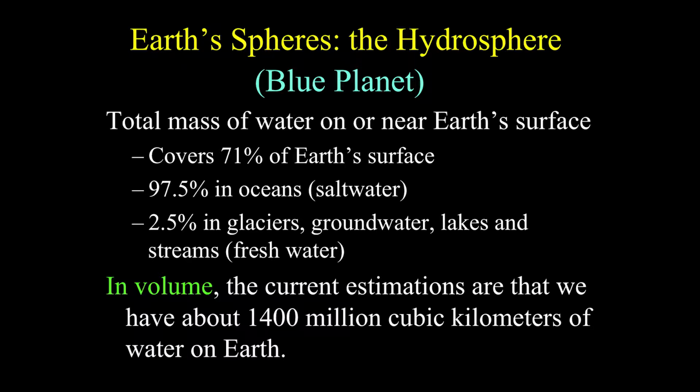In volume, the current estimations are that we have about 1,400 million cubic kilometers of water on Earth. This volume includes water in liquid and frozen forms in groundwater, glaciers, oceans, lakes, and streams. Salt water accounts for 97.5% of this amount. Freshwater accounts for only 2.5%. Yes, the amount of freshwater on Earth is small.